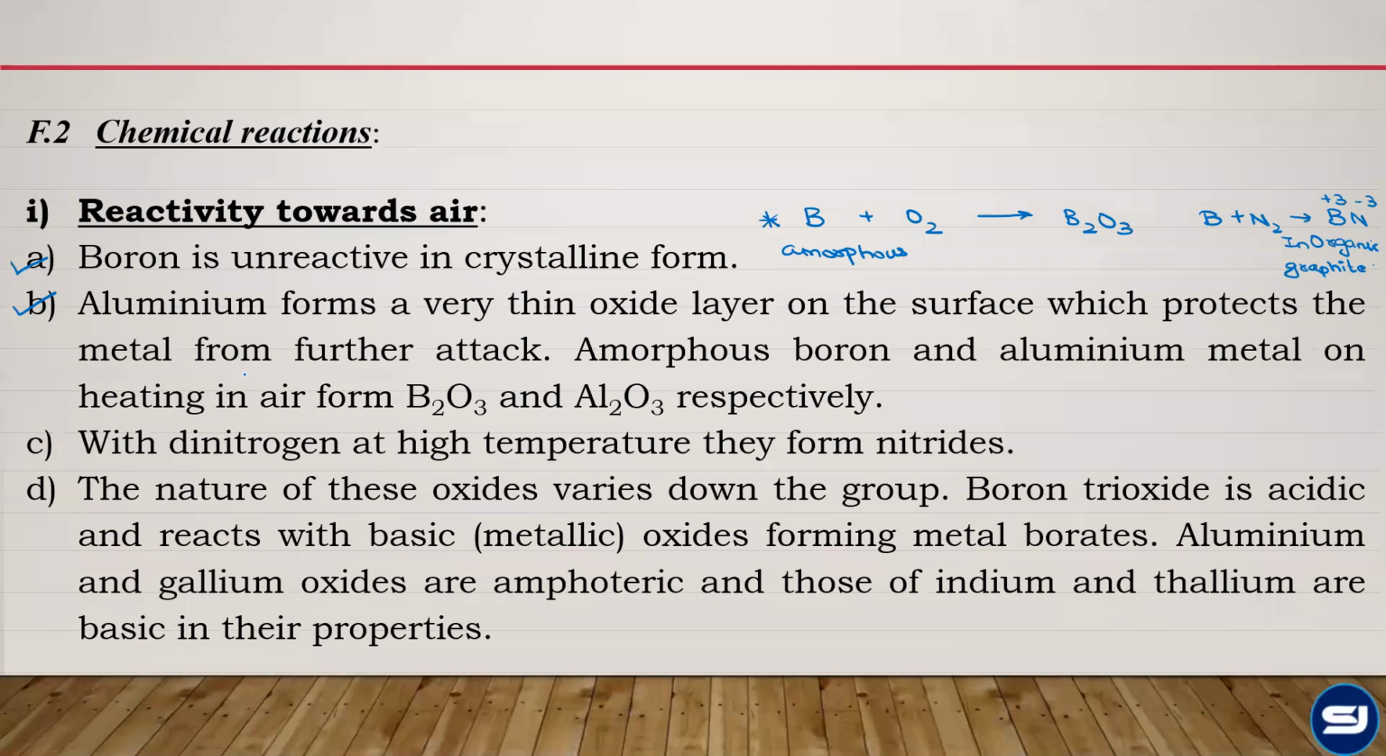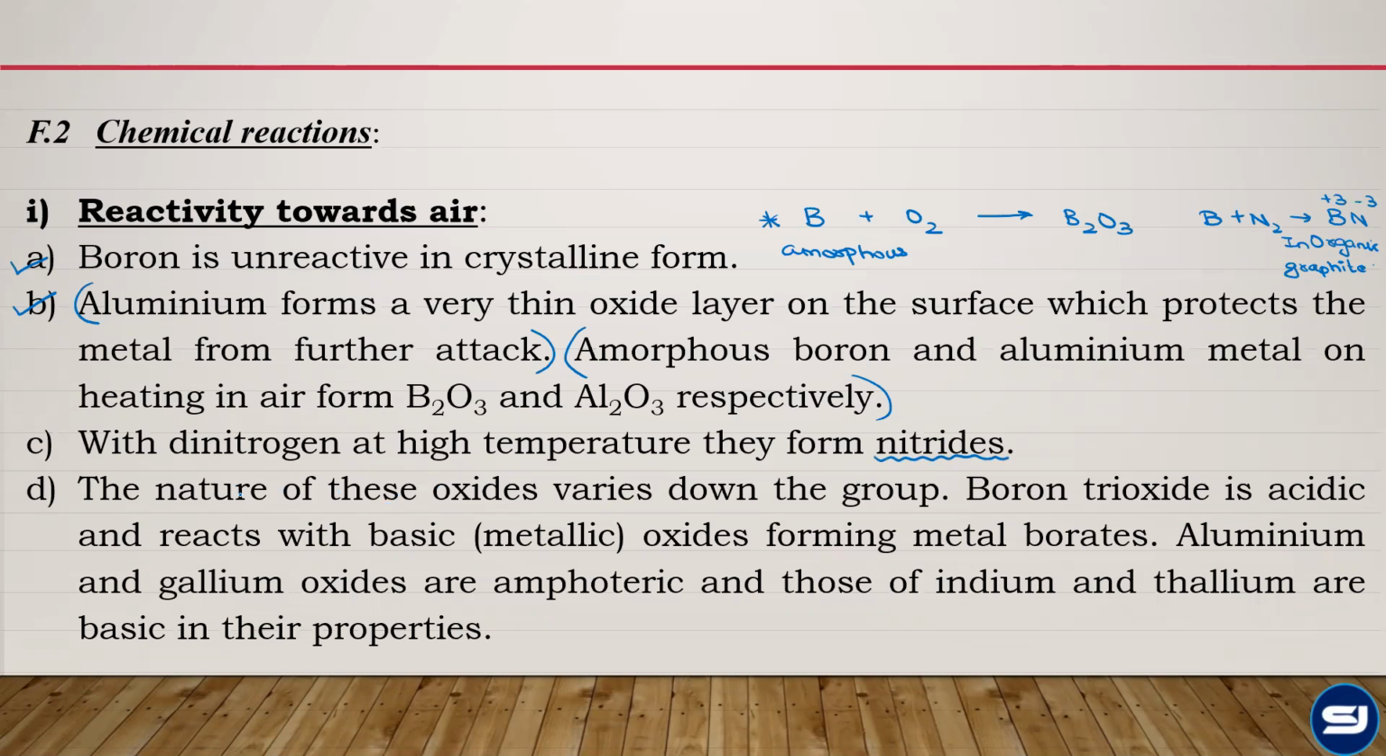Point B, aluminium forms a very thin oxide layer on the surface which protects the metal from further attack. This is how aluminium is prevented from corrosion on its own. Then amorphous boron and aluminium metal on heating in air forms B2O3 and Al2O3 respectively. With dinitrogen at high temperature, they form a nitride.